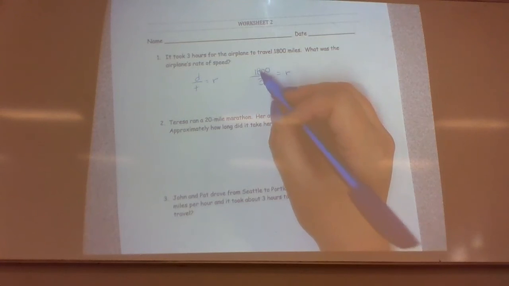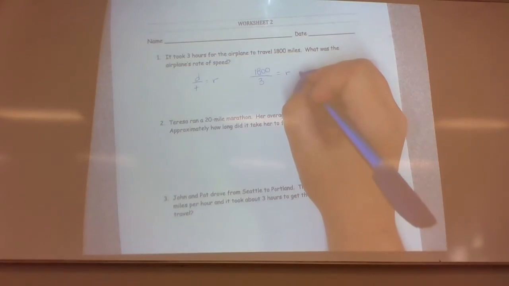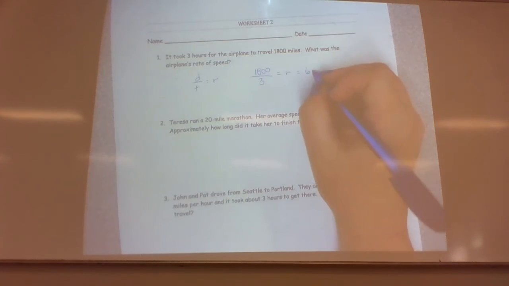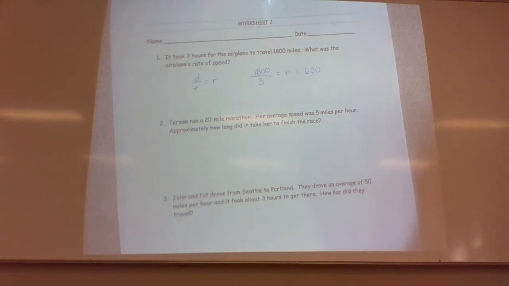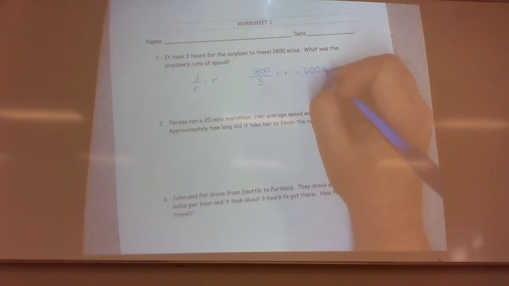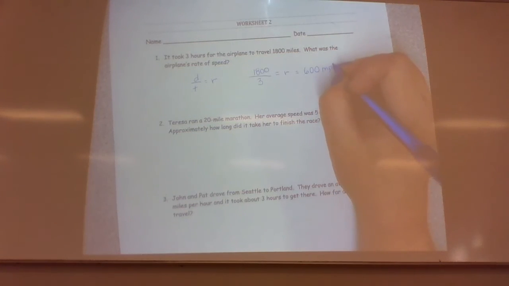And if we divide 1,800 by 3, well, 18 divided by 3 is 6, and we have to add our zeros. So the airplane's average rate of speed was 600 miles per hour. It was a really fast airplane.